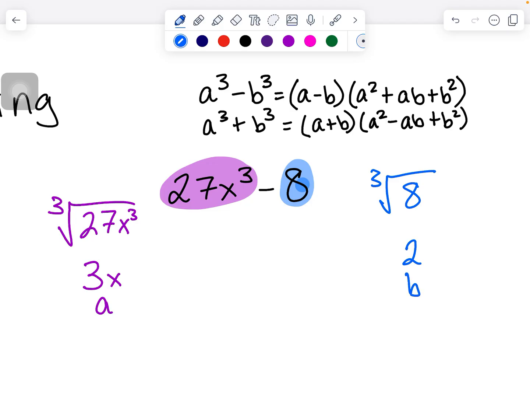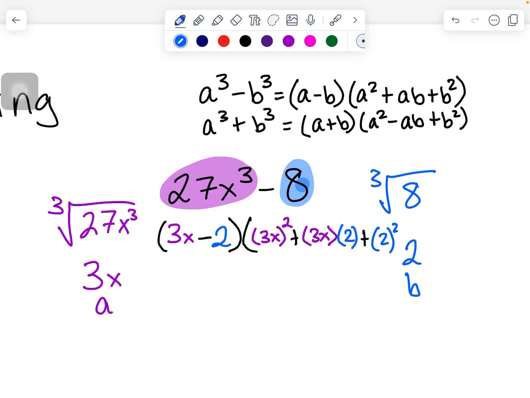What I'm going to do is plug in my respective values wherever I see an a and a b. So my first set of parentheses will be 3x minus 2, because that is my a and my b respectively. Then I'll plug in that 3x for a squared, plus 3x times 2, and then our b squared, so plus 2 squared.